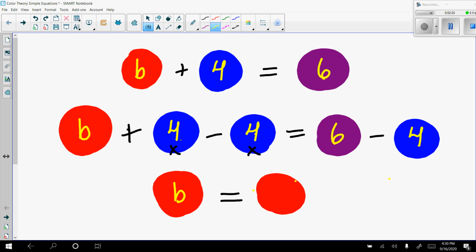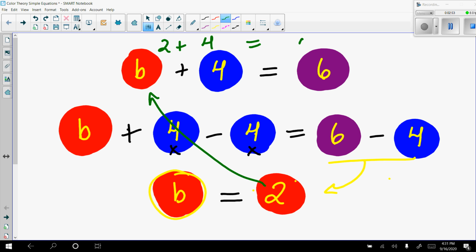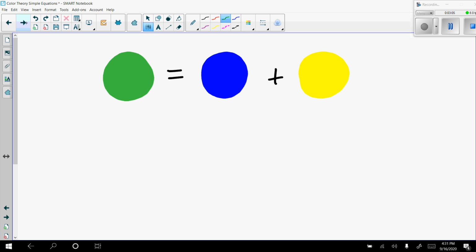4 minus 4 is just 0, so here I have b on one side. 6 minus 4 is 2. And so now I know what b is, because over here we saw that red became 2 from 6 minus 4. And we can check our work by filling in or substituting 2 where b goes in the original equation. 2 plus 4 equals 6, and we know that 6 is 6 because we have 4, add 2, 5, 6, and that's correct. Let's try a different example.